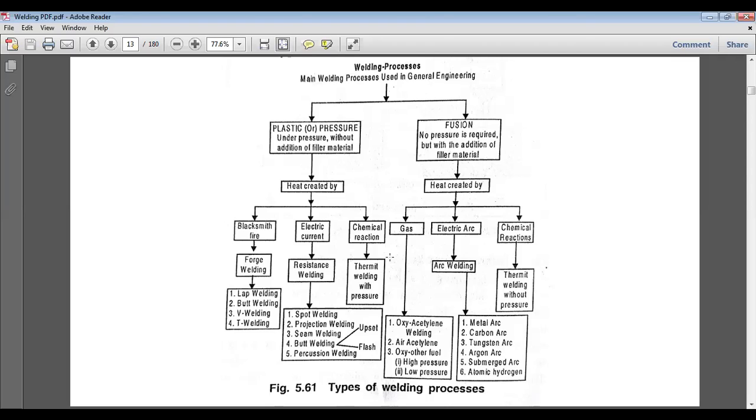So in gas welding we have mainly oxyacetylene welding. We'll be discussing oxyacetylene welding in detail, and then we'll come to electric arc welding.